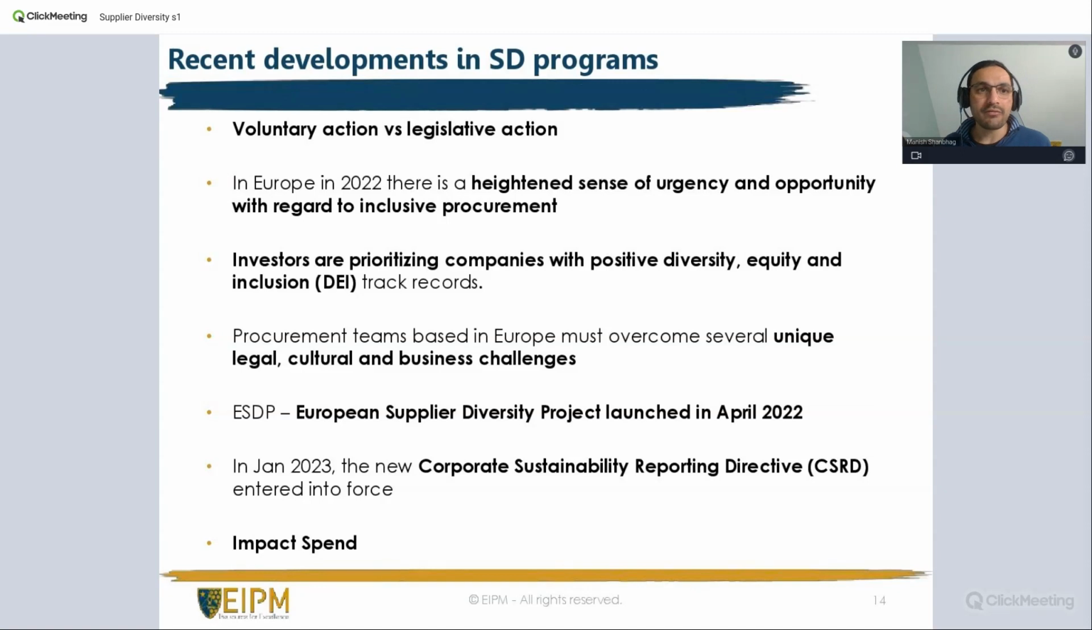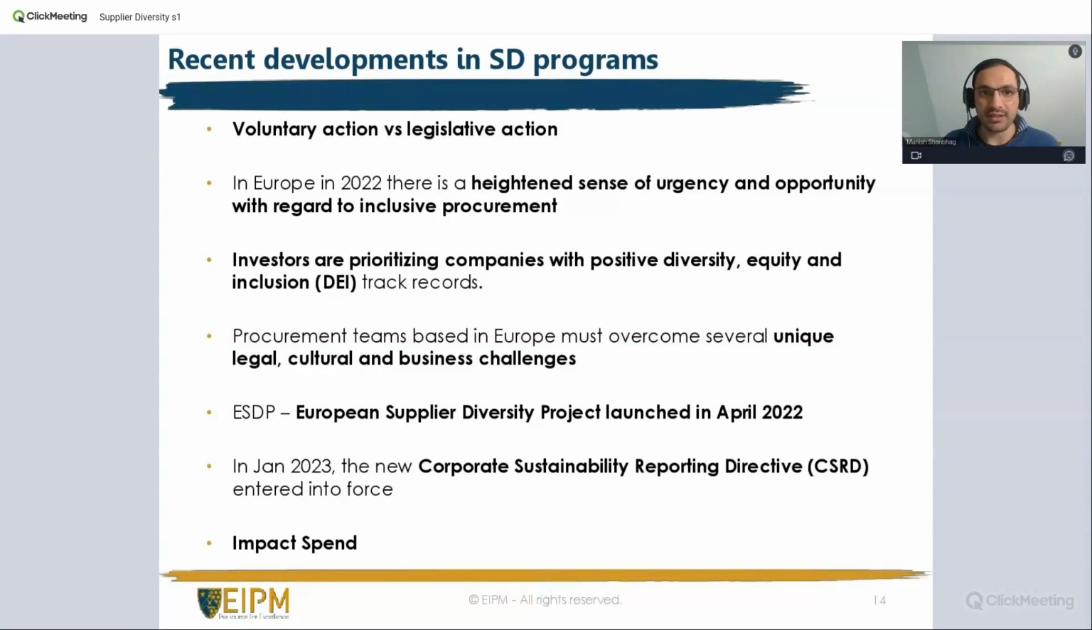So if you want to attract investors, they are prioritizing companies with a positive DEI track record. It is a challenge. Yes, the procurement teams based in Europe are facing a lot of legal, cultural, and business challenges.